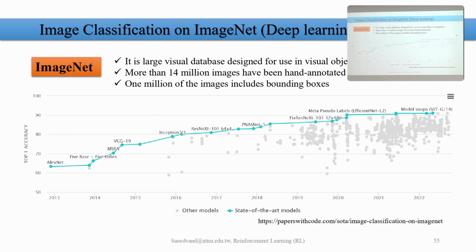AlexNet's prediction was something like 65% accuracy. But now we have modern techniques, like the 2020 ViT-G/14 model over here, which has very high accuracy. These small block points that you can see are different deep learning architectures. All of these are different techniques and architectures.